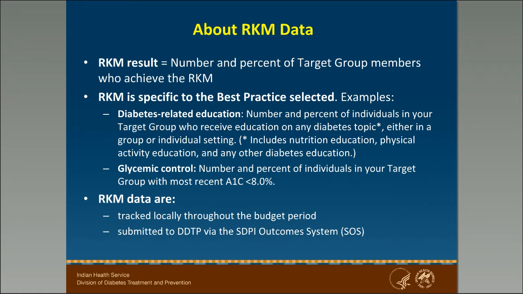The required key measure data is tracked locally through the budget period calendar year, and it's submitted to the Division of Diabetes through the SOS or SDPI outcome system at the beginning and at the end of the budget period. Data can be submitted multiple times, but in terms of the grant requirements, that is all that we're asking for.